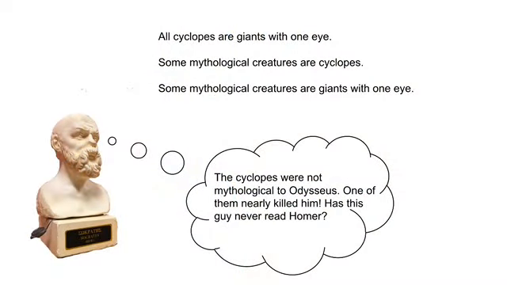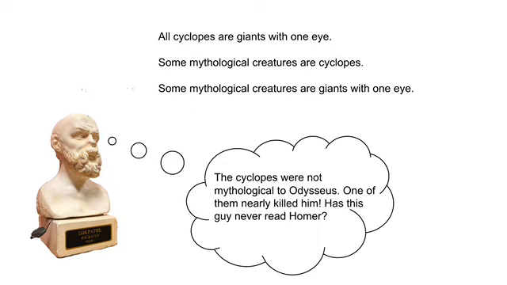Now, one of the things we've been seeing is that how you arrange words in logic really makes a big difference. And now that you know how to arrange the words in a syllogism, we're going to take that a step further and really explore the importance of word arrangement. So here comes a syllogism. All cyclopes are giants with one eye. Some mythological creatures are cyclopes. Some mythological creatures are giants with one eye.